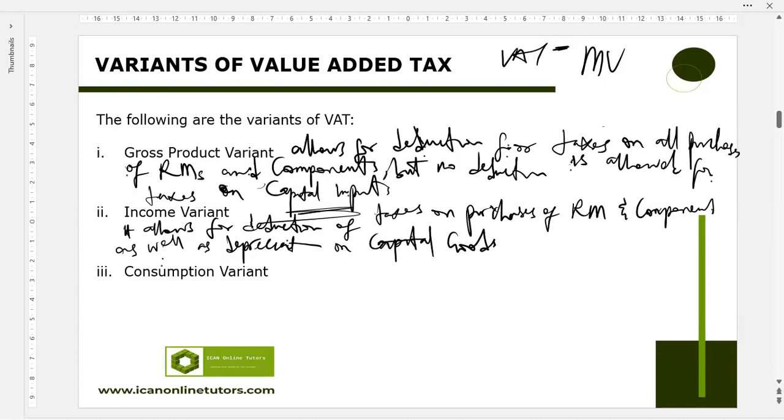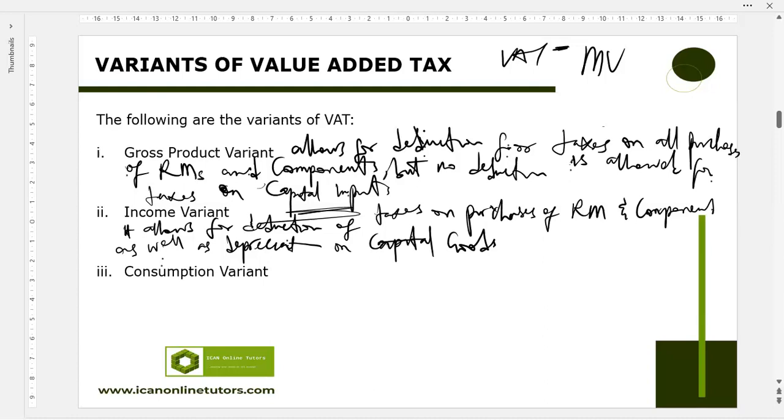Then what is the consumption variant? Since we know what the gross product variant and the income variant are, any idea on the consumption variant? I want to try. Nobody? It allows for deduction on business purchases, including business capital purchases. What kind of purchases? Maybe capital assets. Any capital asset? What of raw materials and components? Anyway, you tried.